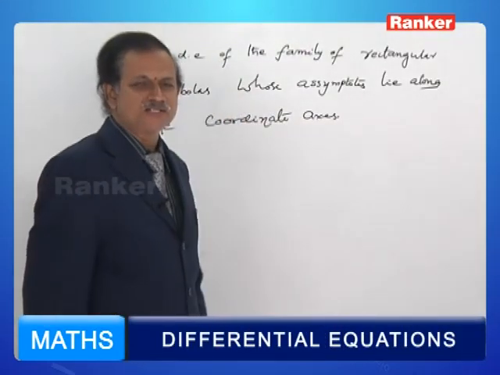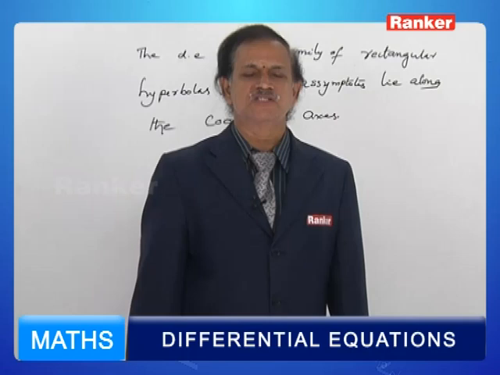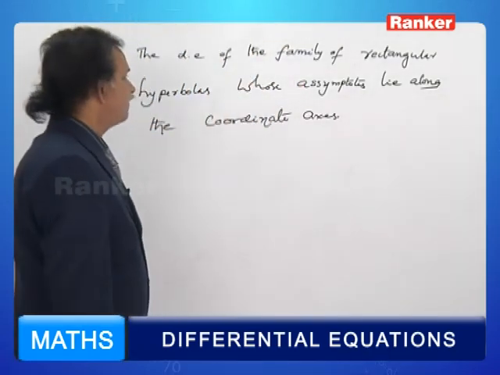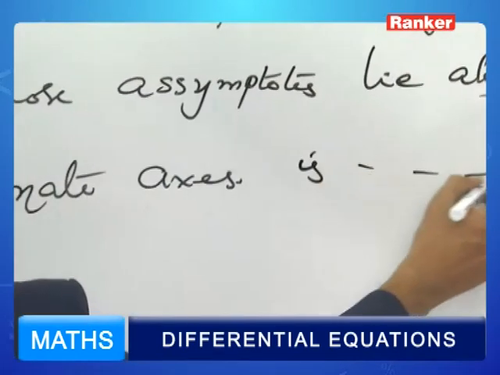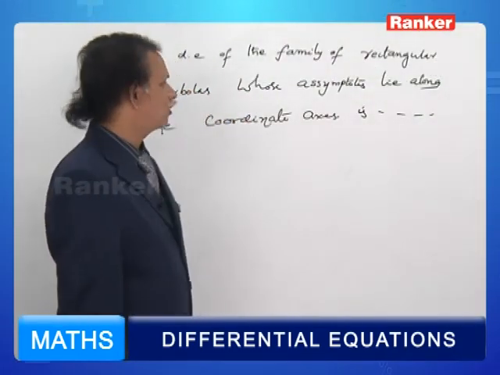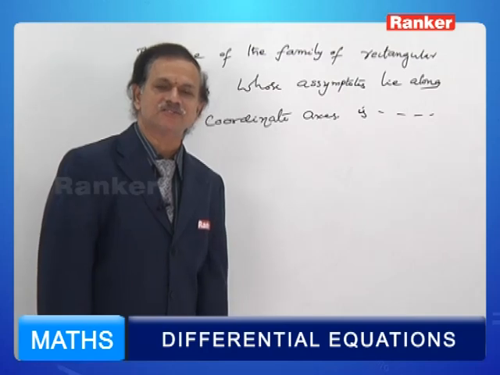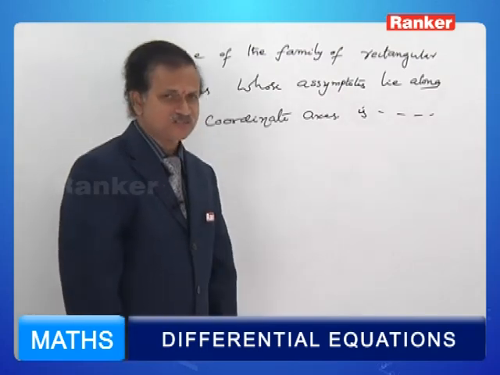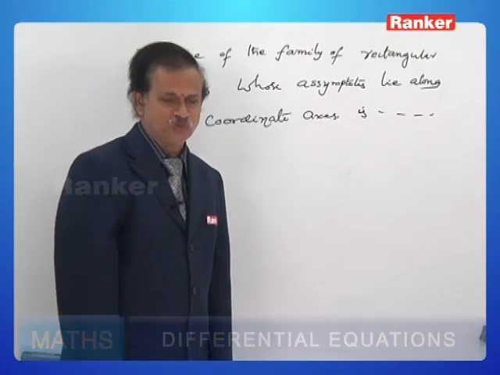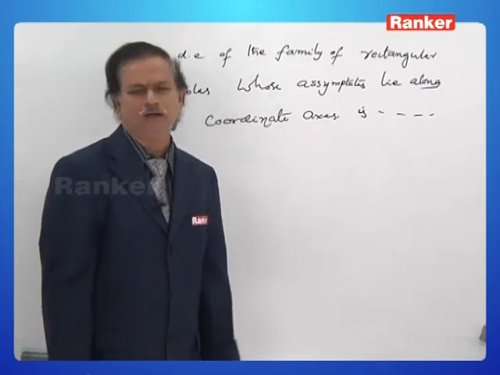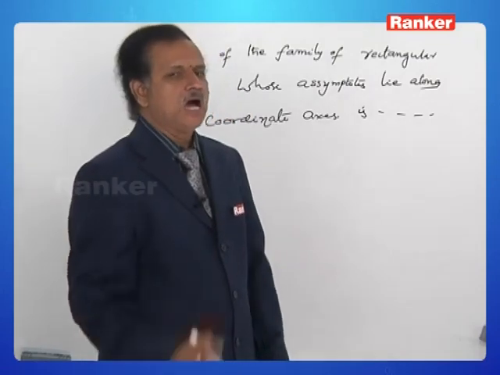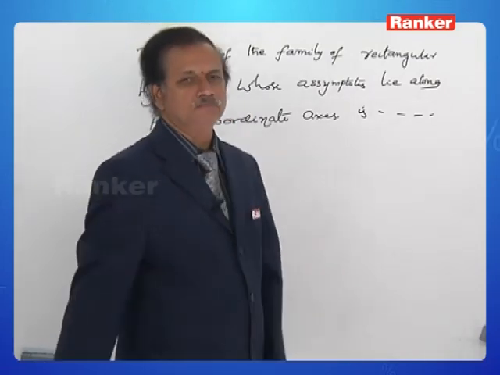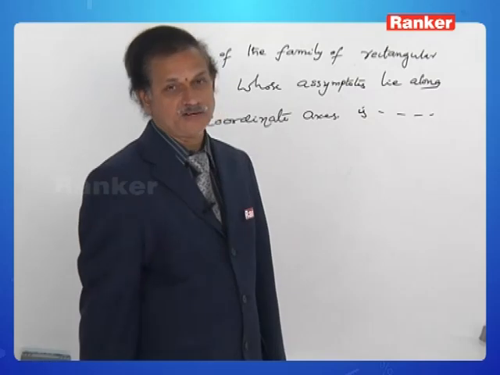That's all the sentence he has given. You follow the sentence carefully. The differential equation of the family of rectangular hyperbolas whose asymptotes lie along the coordinate axis is... There is a special structure. You might have remembered it. What is that? xy is equal to c square or xy is equal to a square. Like that you can have. So, unless you know the standard form, you cannot get the differential equation.